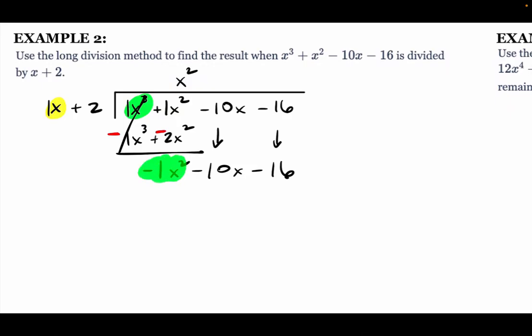You got to match. Okay, yellow to match green. Now I need a negative 1, right? And I need a power of x, just 1. Multiply. Negative 1 times positive 1 is 1. X times x is x squared. Negative 1x squared. Negative 1x times 2, negative 2x.